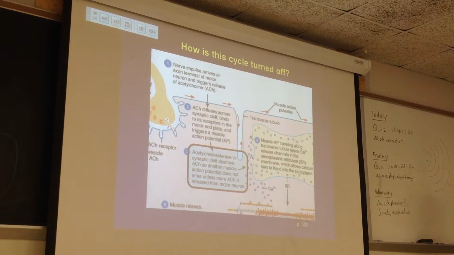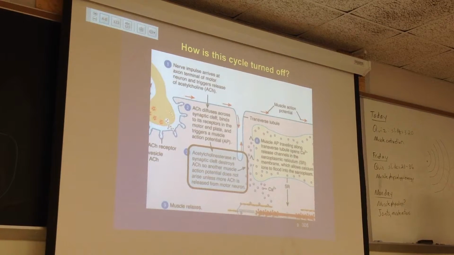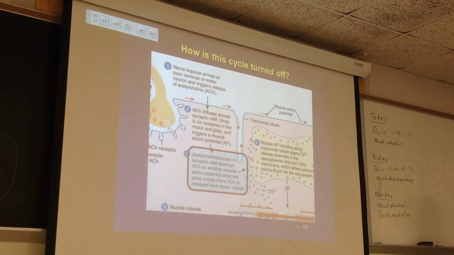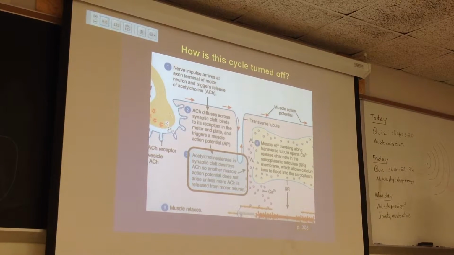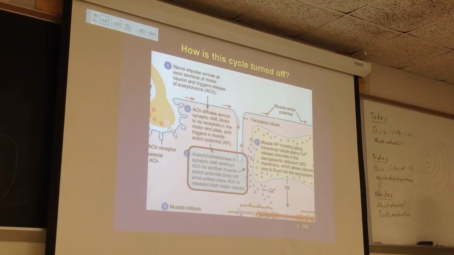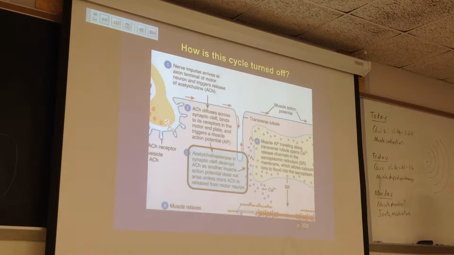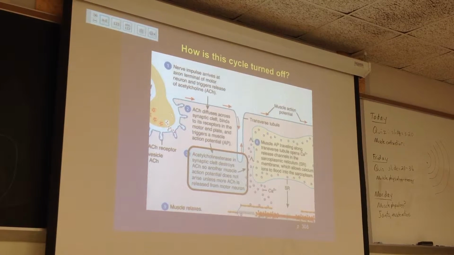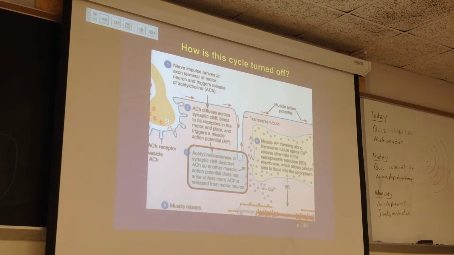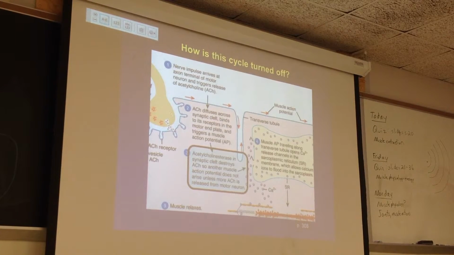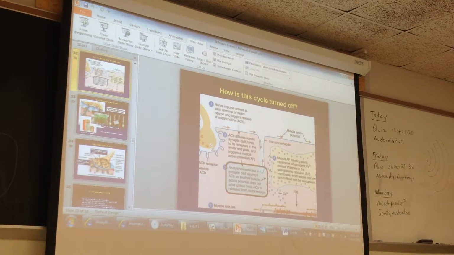The key thing is what I've outlined in this black box, the statement that acetylcholinesterase in the synaptic cleft destroys acetylcholine. ACh is the abbreviation for acetylcholine. So another muscle action potential does not arise. And we are going to divert now back to Wiley+, and it's going to tell us a little bit about acetylcholinesterase, and we'll see if you guys figure that out from Wiley+ here now.